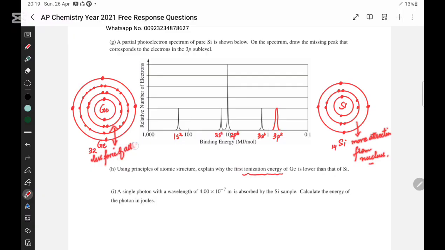And you can see there are more shielding electrons there. Shielding electrons are the electrons that are present between the valence electron and the nucleus. As there are more shielding electrons, they would be offering more repulsion towards the valence electron. So how am I going to write it?